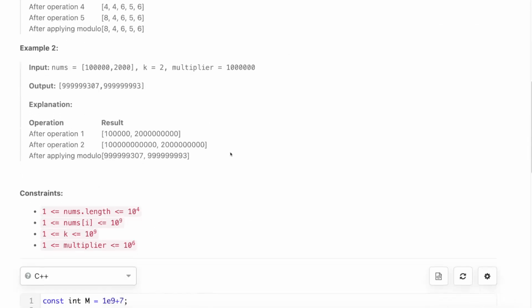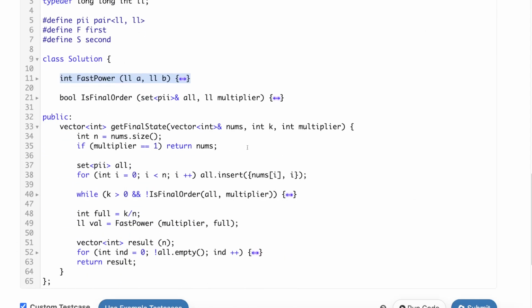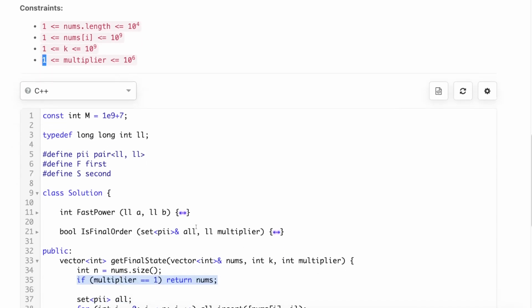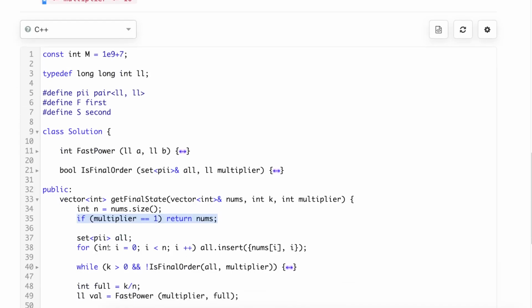So next, looking at the code is exactly what we discussed. We have removed this one altogether because the multiplier is 1. So in case it is 1, everything will multiply by 1 and the array would not change itself. So we'll simply return nums. Otherwise, we insert everything in the set, and we insert it with the index as well because we need the index at the end, right?